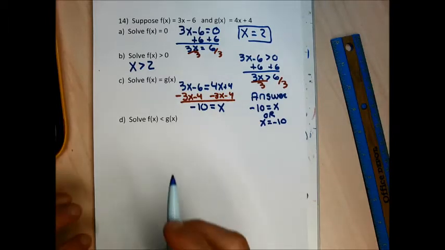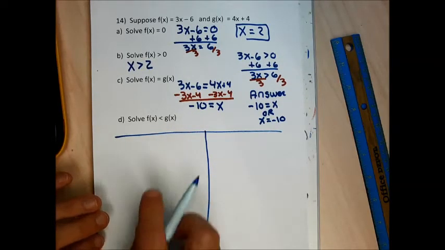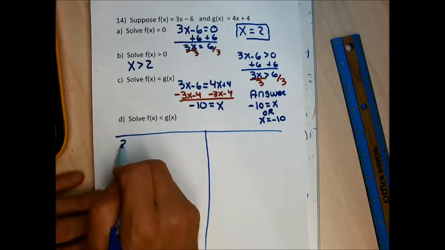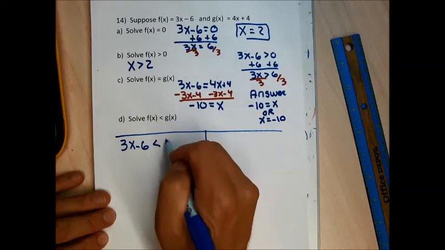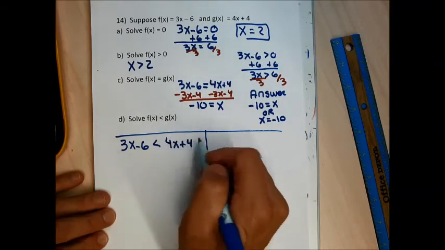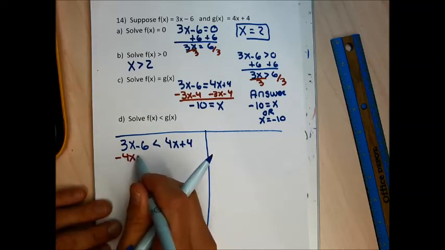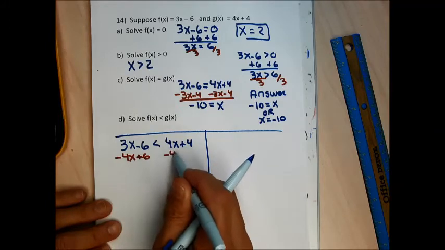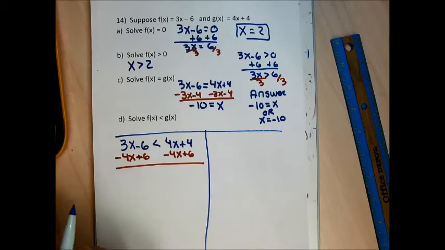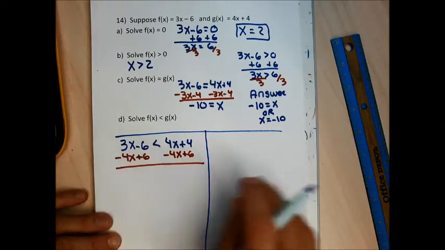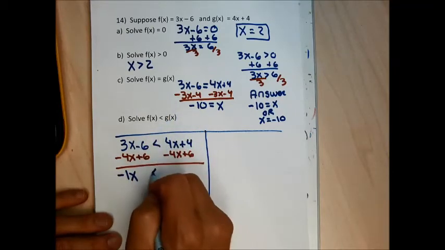For part D, I'll do it two ways. One way where I have to flip the sign, the other way where I don't have to flip the sign. So I'm going to put 3x minus 6 in for the f of x. I'm going to leave the less than sign, and for g of x, I'm going to plug 4x plus 4. I'll solve it for flipping the sign first, so I'm going to minus 4x and plus 6 from both sides. This is one way to solve this. This is the way I wouldn't generally solve this. Solving it this way, on the left side, 3x minus 4x is negative 1x. The 6's cancel. I bring down the less than sign.